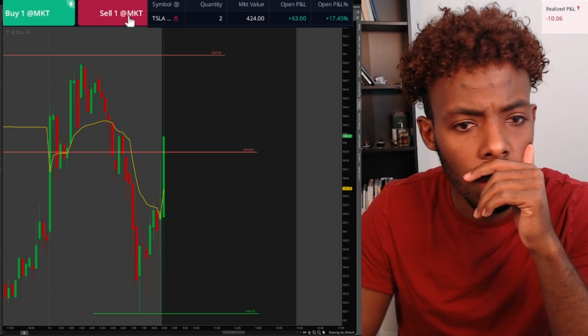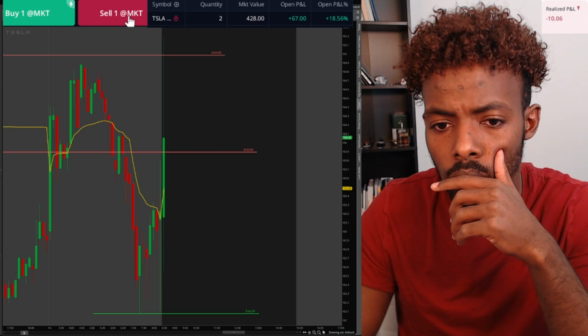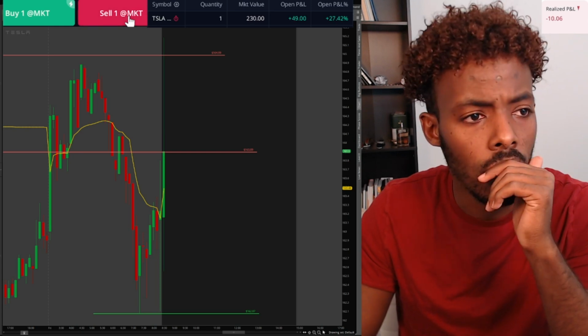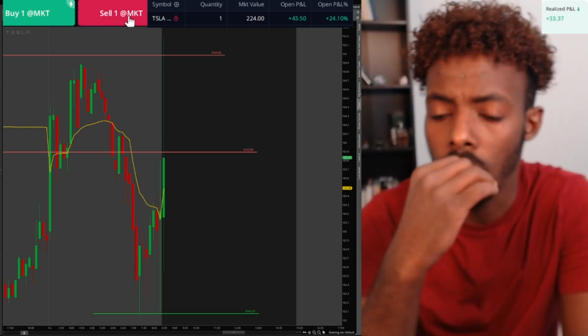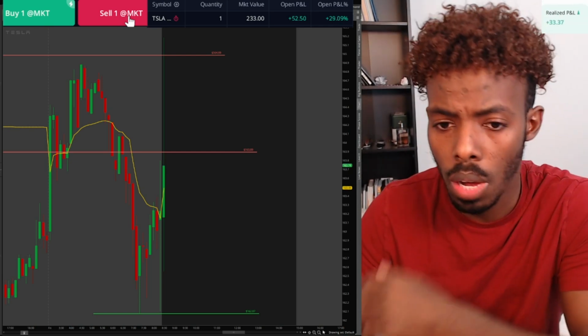Beautiful wick here. So we can continue to hold it, see if we're gonna break this level. See if we're gonna break that red level. Good, very good. We broke the red level. So we can continue to hold this one and see how well we do.